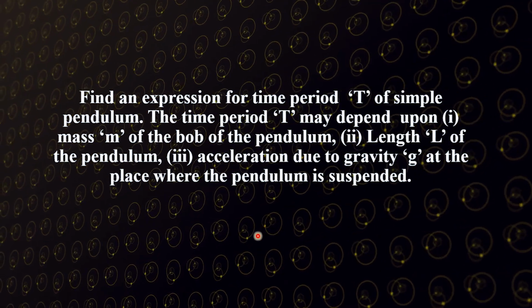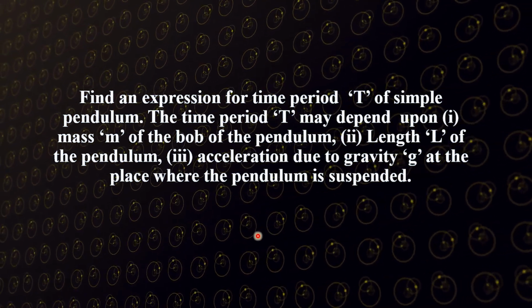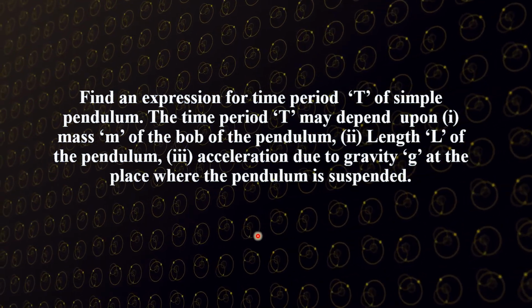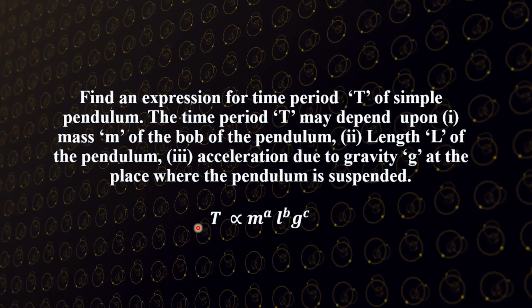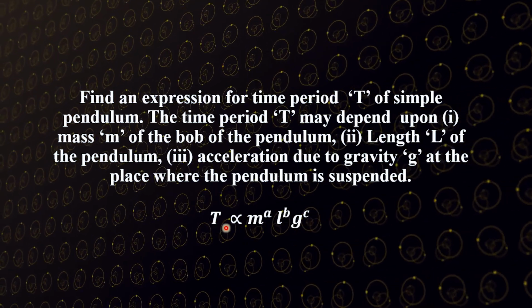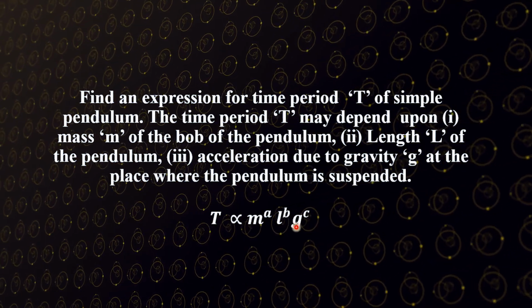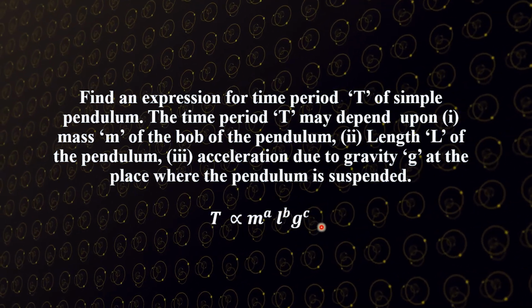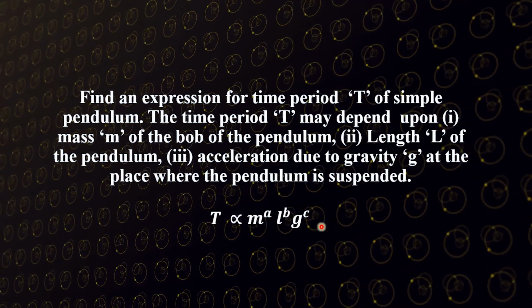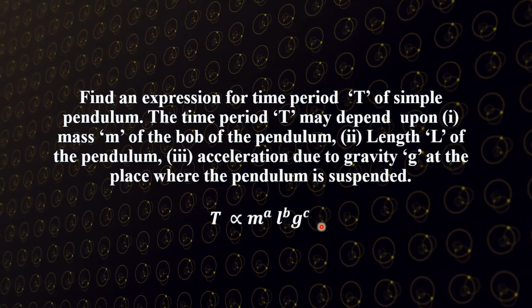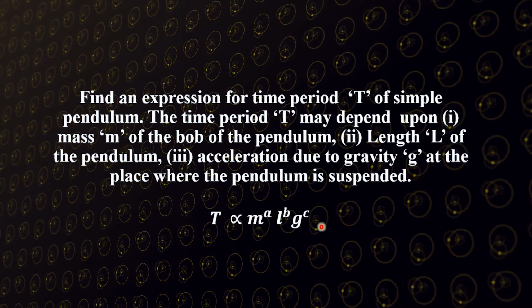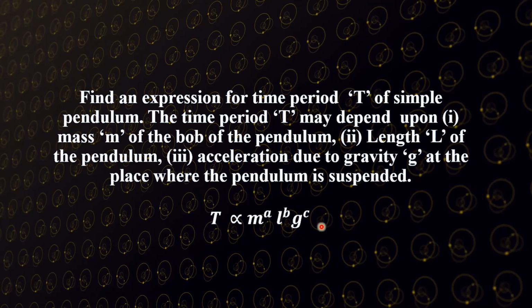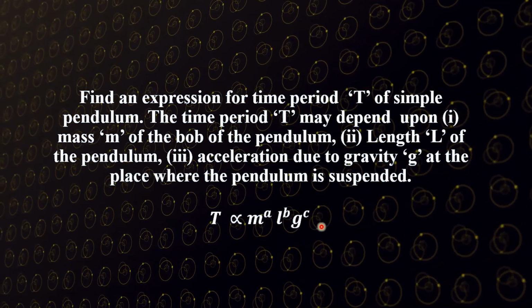So we have to derive a formula. How to do that? We are going to use dimensional analysis, the same strategy. First of all, we will write the equation: the time period is proportional to these three quantities, and we will give them powers a, b and c. Now it is your task to solve this question, and if you face any problem, let me know in the comment section, and I will provide the solution of this question and soon attach it to this video.